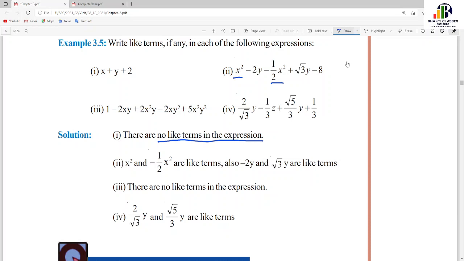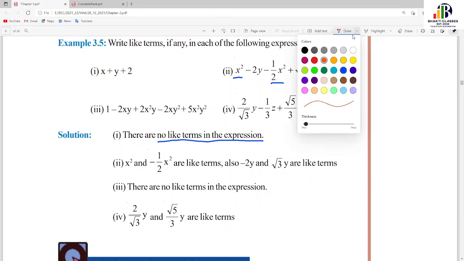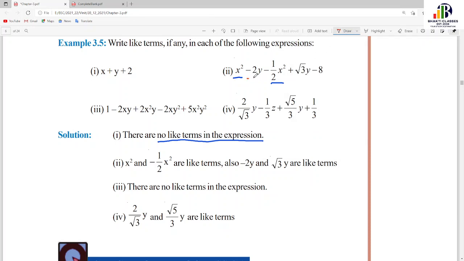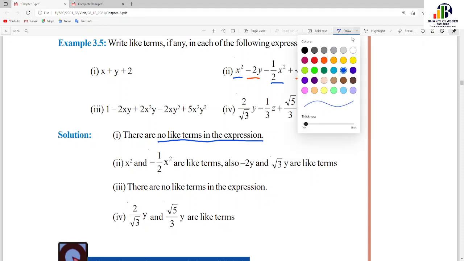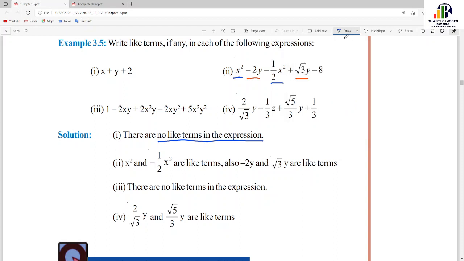It contains the same variable x square. Then these two terms are like terms. It contains the variable y. So there are two pairs of like terms. In the second question, x square and minus 1 by 2x square are like terms, and minus 2y and root 3y are also like terms.